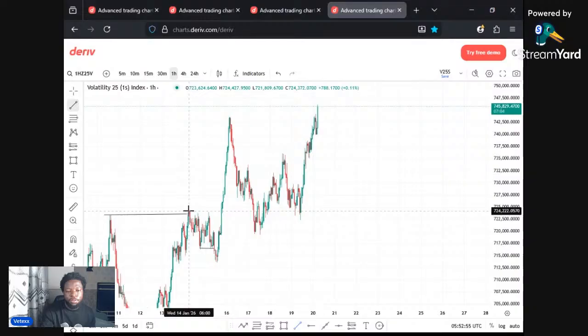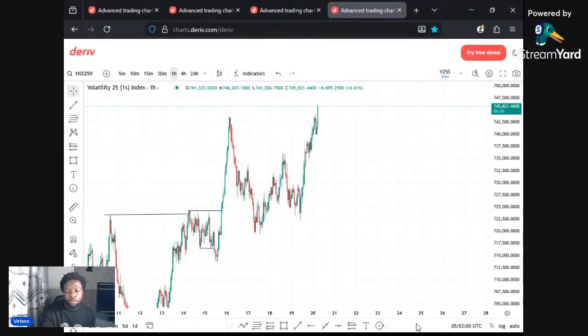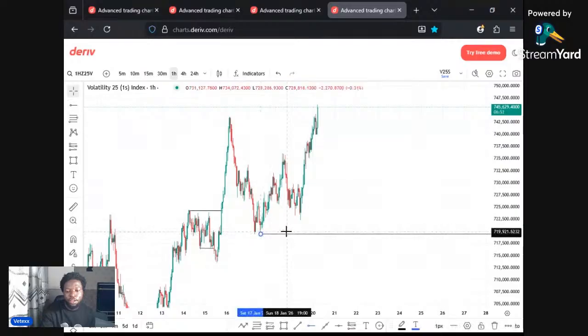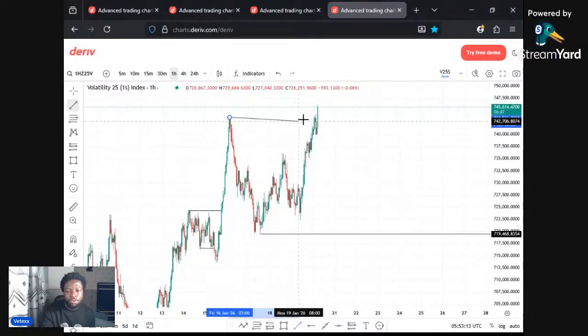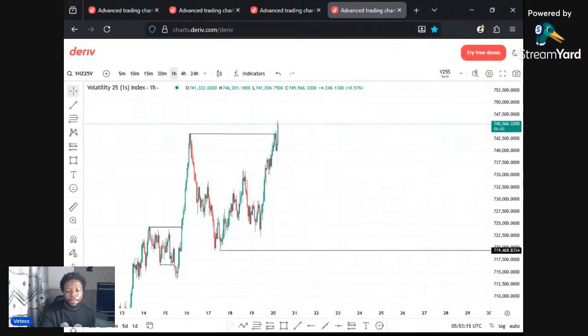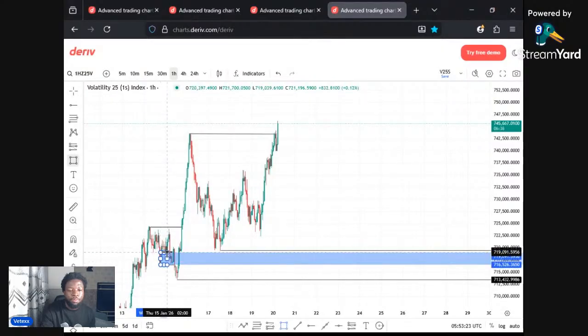Price gives us our first break of structure, which is here. And then we have price retrace 50% to give us our structural liquidity, which is here. And then this is our second break of structure. And this point is our protected low. This zone is our protected low. Okay. Now this whole of this place becomes our point of interest.